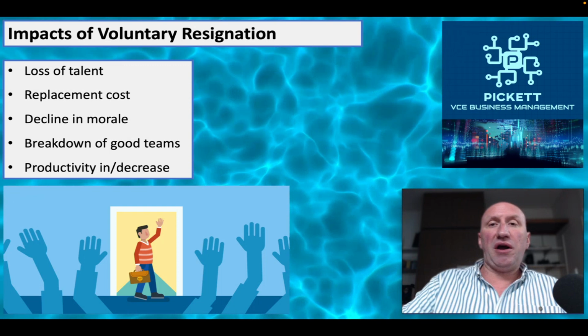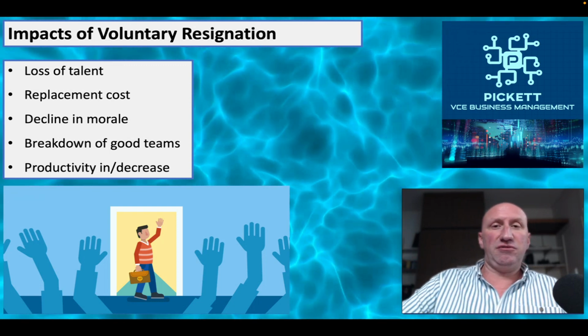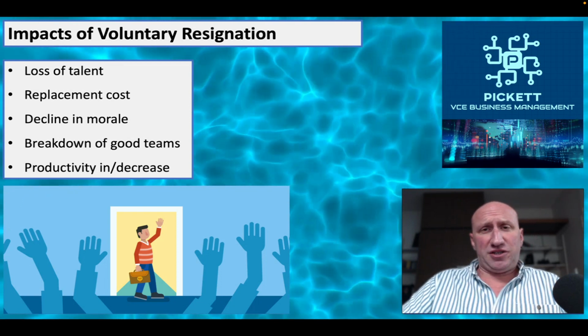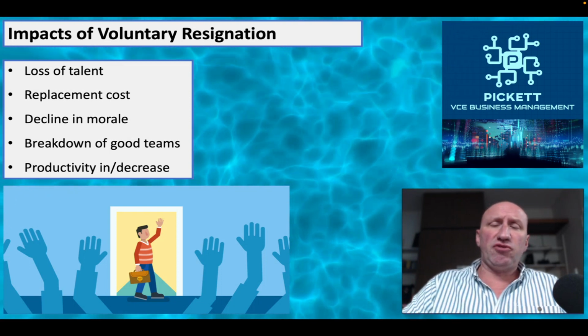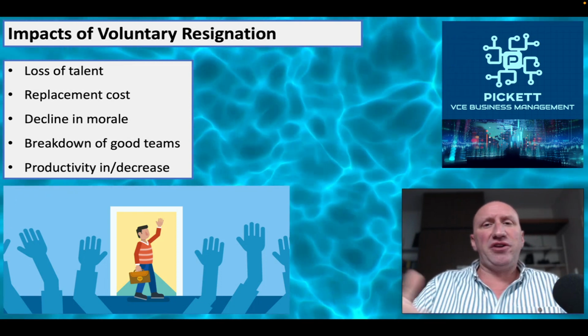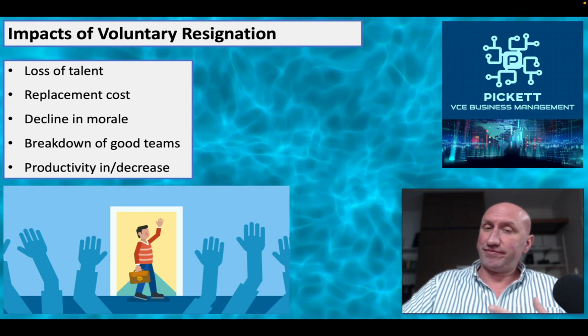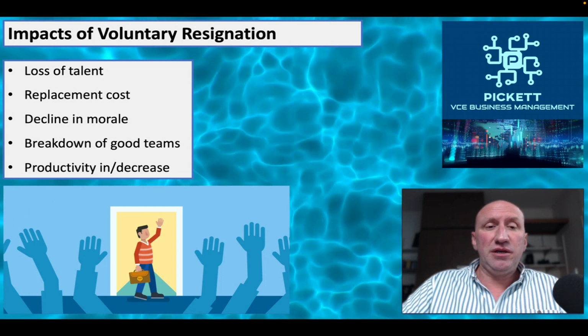There also is going to be a replacement cost involved. You need to hire a new person to replace the person who's leaving. So there's the recruitment costs, particularly if you're going to use a recruitment agency. But however you're going to replace that person, you're going to incur some costs in doing so.